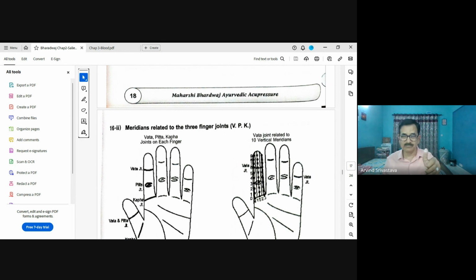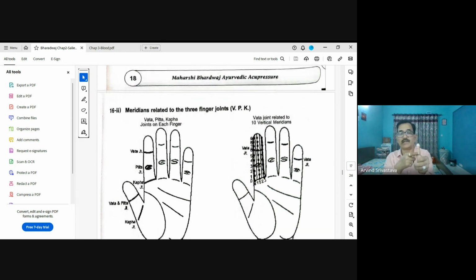In the thumb, we say only two joints are there. So the proximal joint is known as the Kapha joint, while the distal or medial joint consists of Vata as well as Pitta. So this is the theory for formation or plotting of Vata, Pitta, Kapha in our joints.